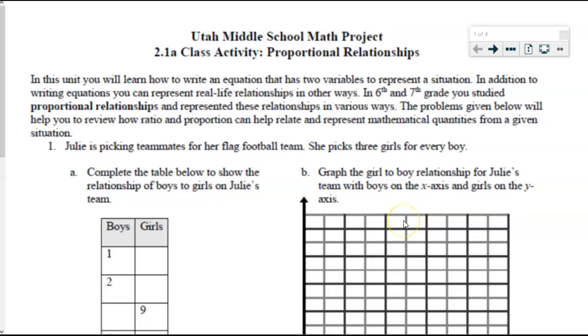Hello, Math 8 students. This is Utah Middle School Math Project 2.1a on proportional relationships. In this unit, you're going to learn how to write an equation that has two variables to represent a situation.